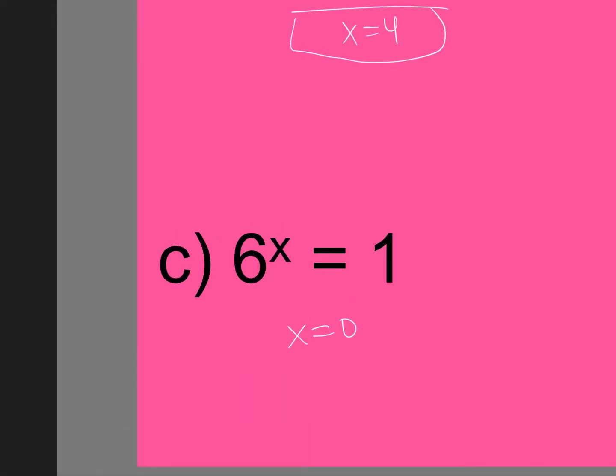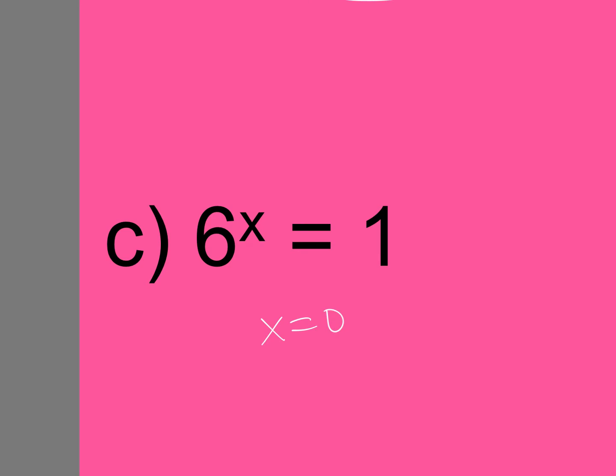So that's your one-to-one property. You're going to have a couple of those. We're going to practice more, I promise. But it's important that you guys understand one-to-one means, oh, I can get the bases to be the same mathematically somehow, and then you can solve.